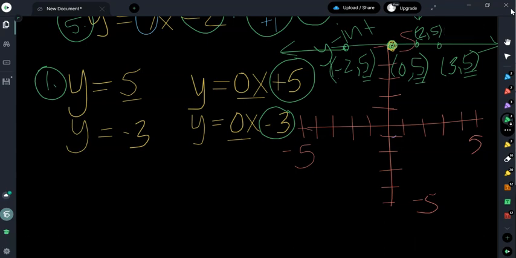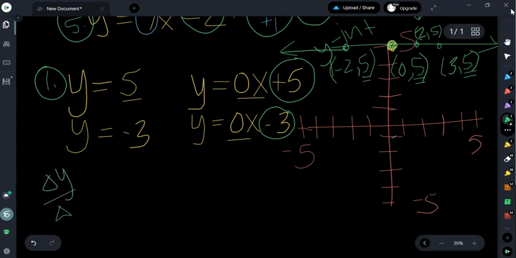So that's basically what a horizontal line is. It has a slope of 0. Because the y value, the vertical, remember slope is change in y over change in x. This is slope. Vertical change over horizontal change. This line is definitely changing horizontally, but it's not changing vertically.